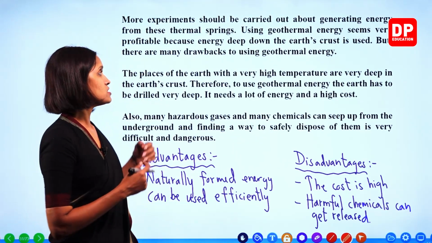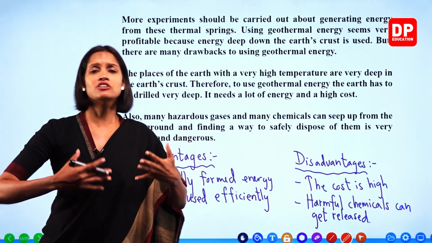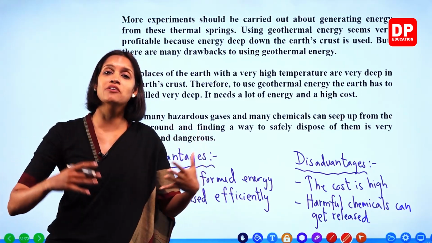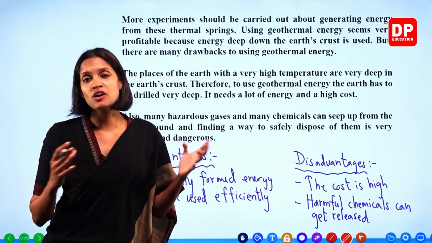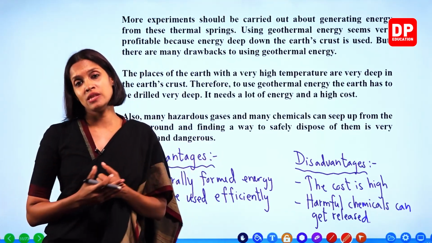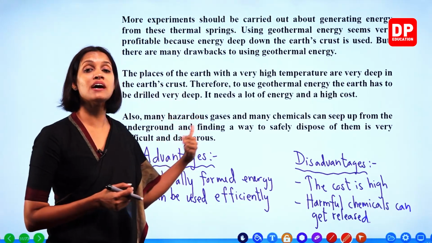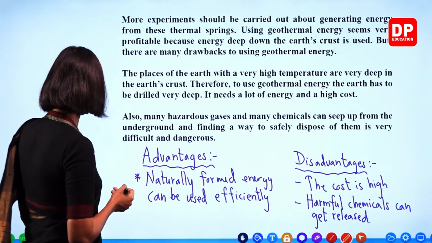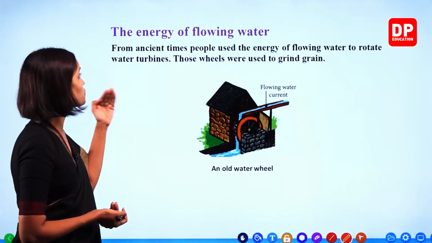Okay, children? So this is a renewable energy source. Magma is always there. Therefore, the area above this magma will always get heated up. These types of areas will always be there. But at the same time, when we use them, there are some other disturbances as well. Now we are going to learn about the energy of flowing water.